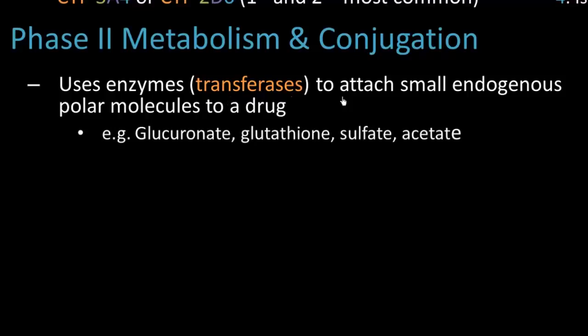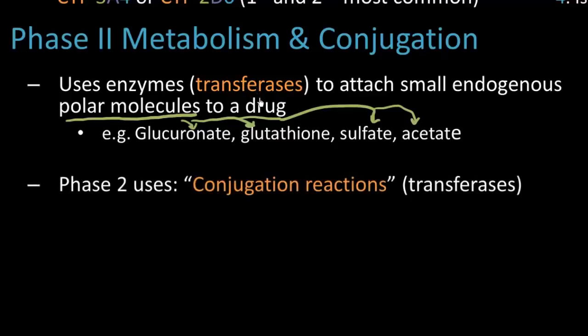Examples of these polar molecules that we like to attach are glucuronate, glutathione, and we like to attach a sulfate or an acetate, from acetic acid, sulfuric acid, whatever. So we are transferring things onto molecules, and we call these types of reactions conjugation reactions. The product as a result is called a conjugate.